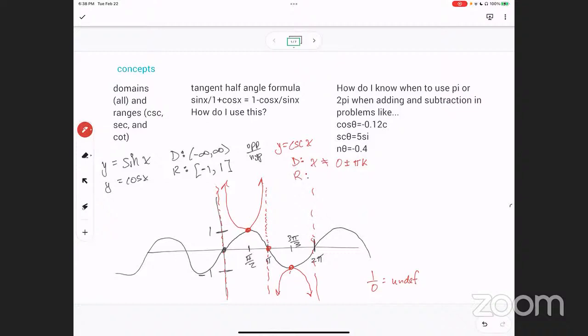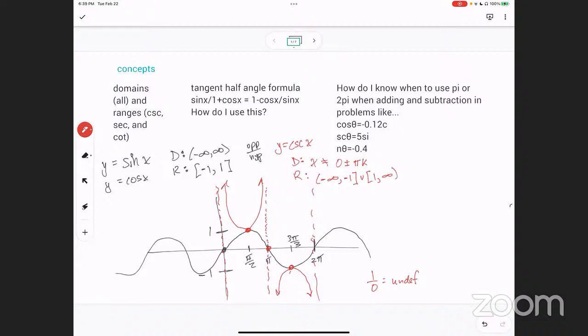Would it be negative infinity to -1 and then 1 to infinity? The range is from negative infinity to -1 with a closed bracket, right? Union 1 to infinity. And I'll leave the secant one for you. You can figure the secant out. It's similar to that with the cosine, right?